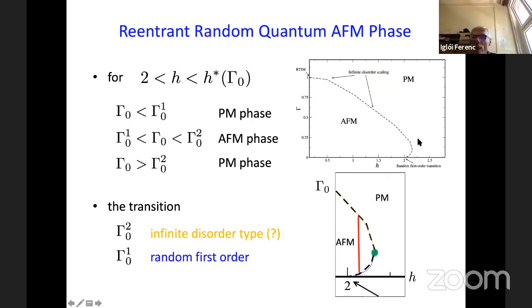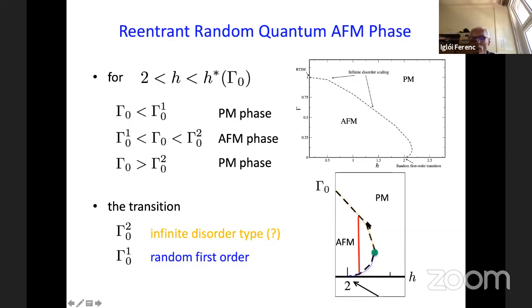And in between, I blow up this part here. It is seen that there is a reentrant phase: starting from small gamma, we are in the paramagnetic phase. Then by increasing gamma, we enter the antiferromagnetic phase. This is a typical example of order through disorder. Through quantum fluctuations, we can actually gain antiferromagnetic order in this case. Then, increasing further, we leave the antiferromagnetic phase and enter the paramagnetic phase.